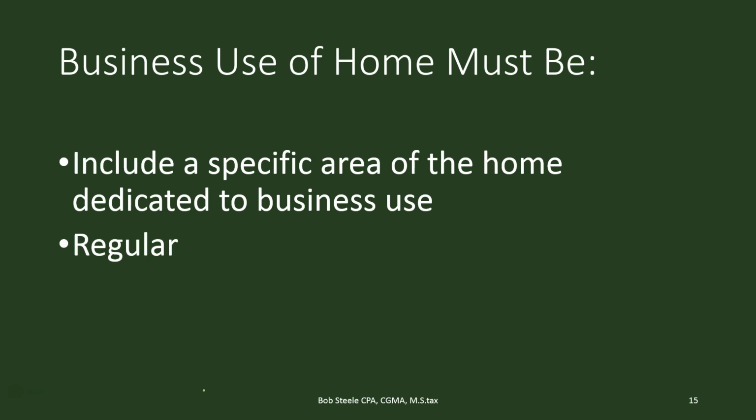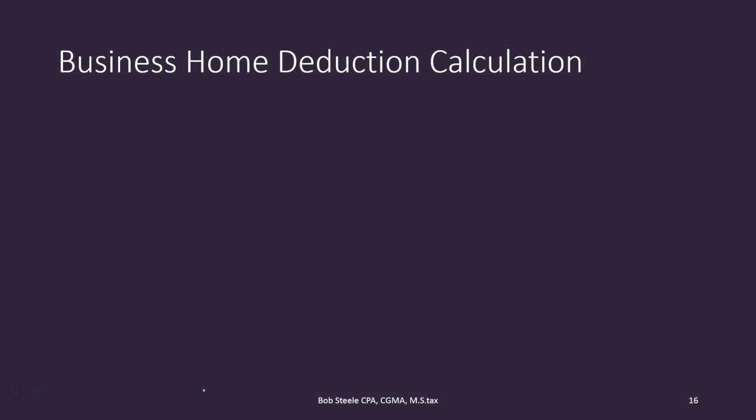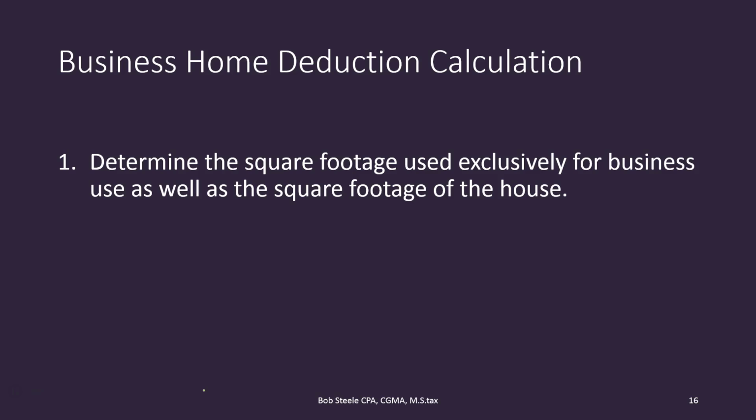So how would you go about that deduction? It also has to be a regular part of the business, and it has to be for the taxpayer's trade or business. If we had a separate area in our house that was for the trade or business and it was deductible, now we need to determine the amount to be deducted, because we may have things that are specifically for the business, and things that are for both the business and the rest of the home, such as the utility bill and the rent or the mortgage.